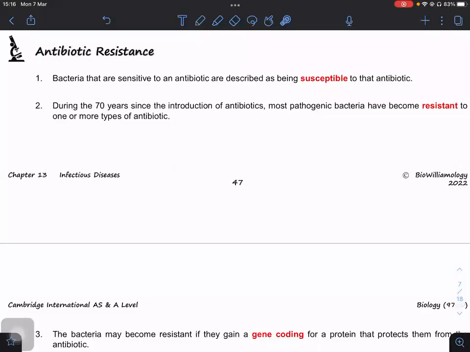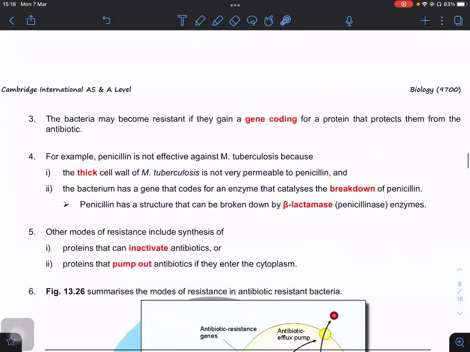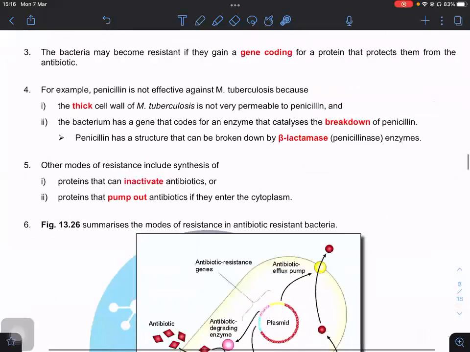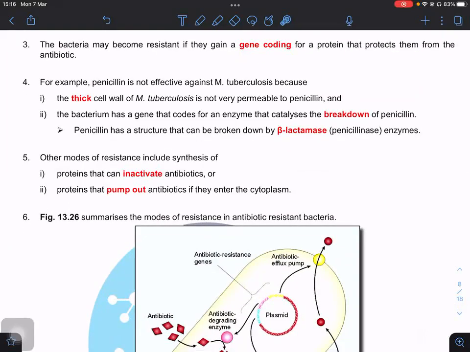Okay, so talking about antibiotic resistance, bacteria that are sensitive to the antibiotic, we describe as being susceptible to the antibiotic. But during the 70 years since the introduction of antibiotics, not so long, only 70 years, most pathogenic bacteria now are already resistant to one or more types of antibiotics, okay? So how do they actually gain this resistance? When their genes code for proteins that protect them from antibiotics, okay?